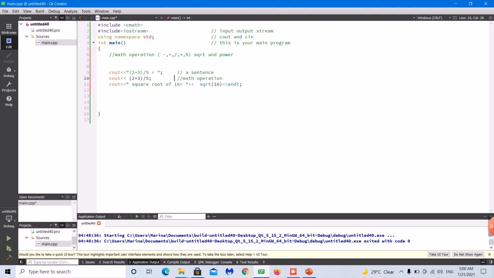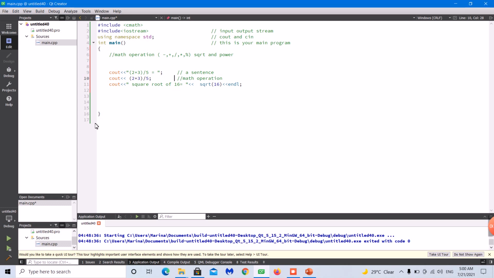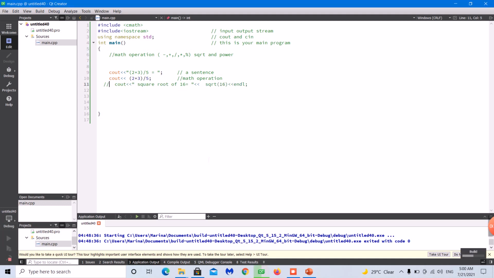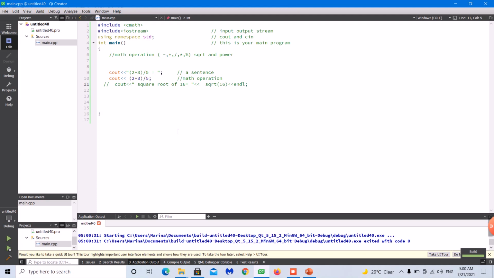So let's run this and see what will happen. But first we will comment this. So 2 plus 3 over 5 equals 1. Yes, so this is a mathematical operation.